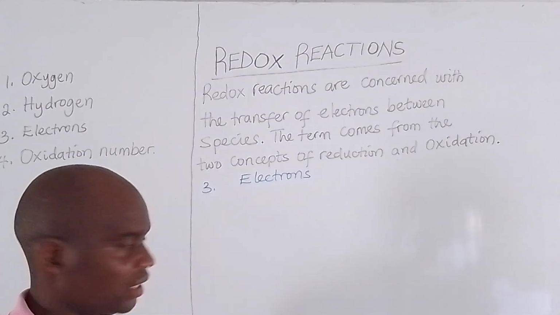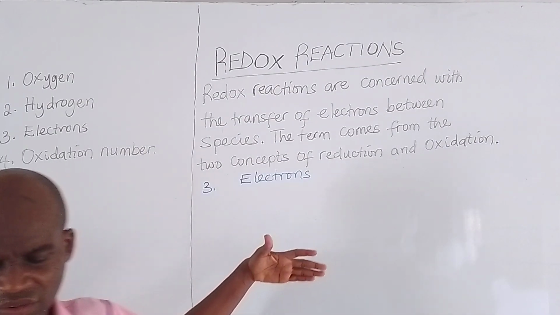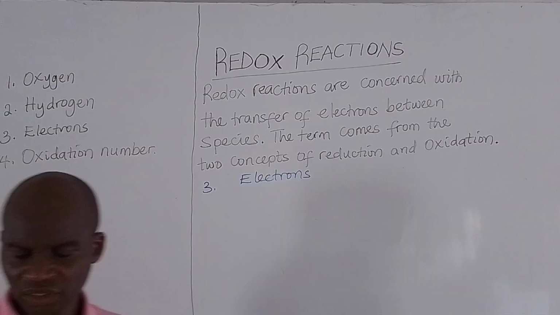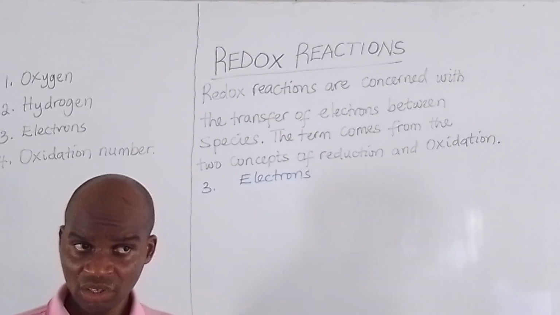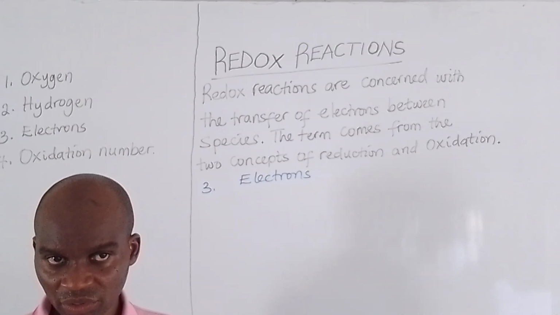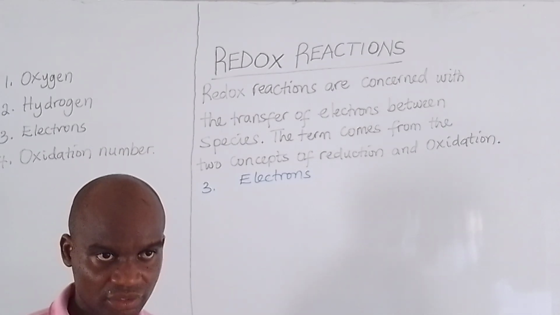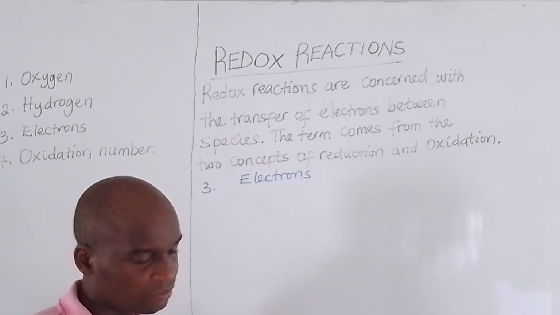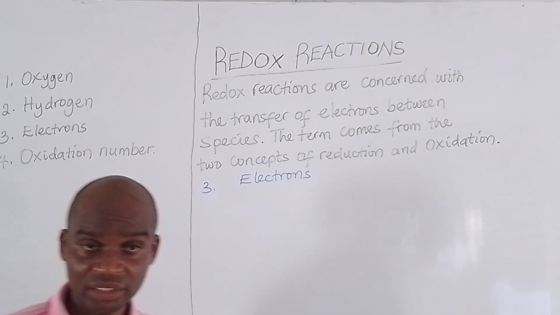Alright, based on electrons, we say that oxidation means loss of electrons, while reduction means gain of electrons.